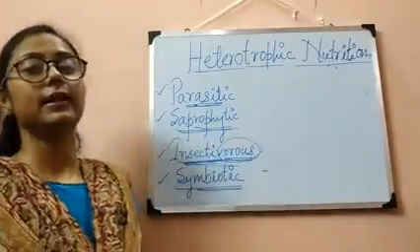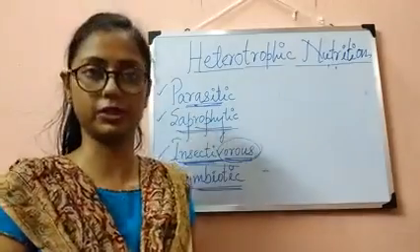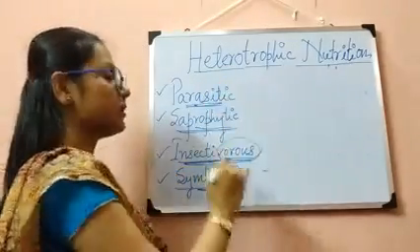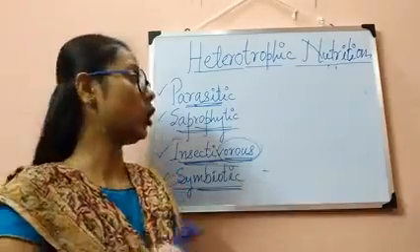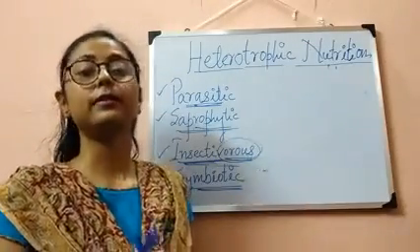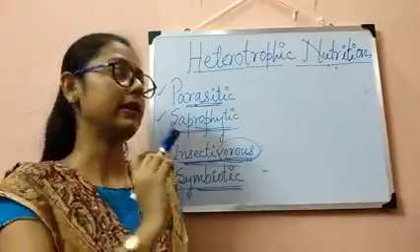So children, this is the summary of heterotrophic modes of nutrition. These are the 4 types and I told you all the examples. I hope this is very clear to you now. In the next class, we will talk about some other aspects of this chapter.